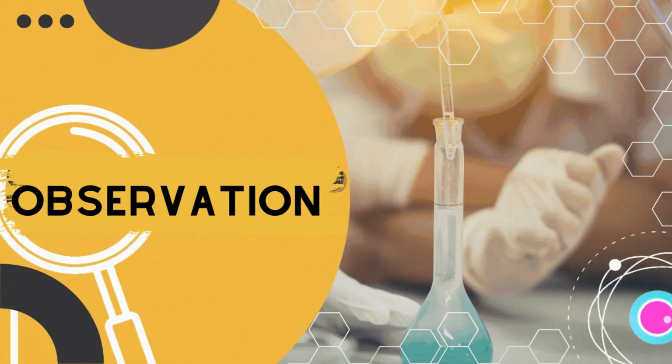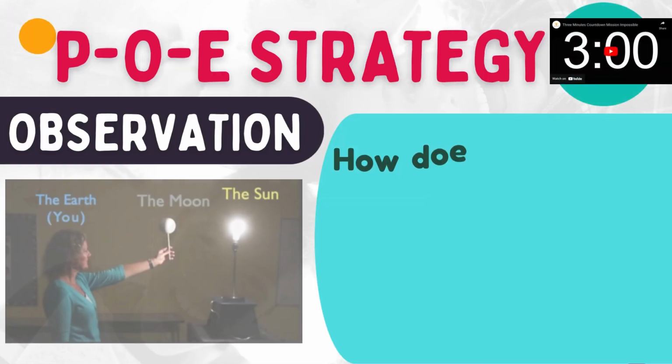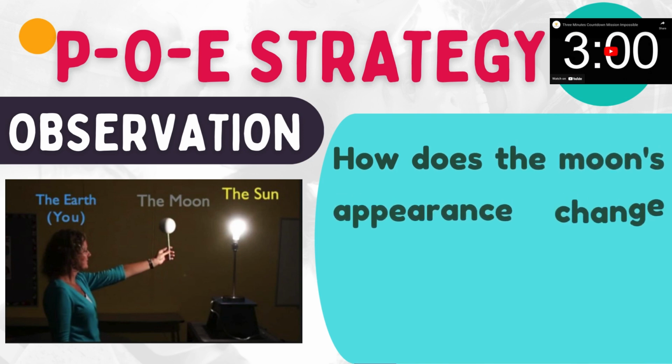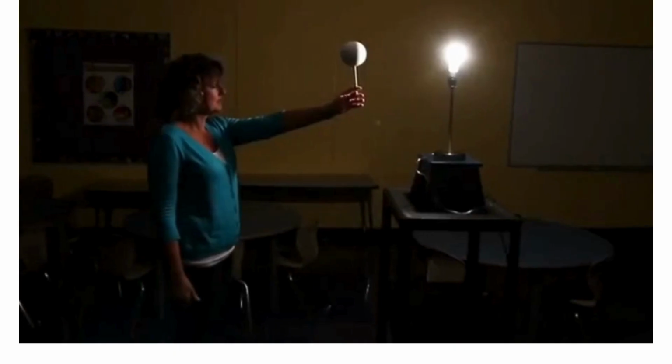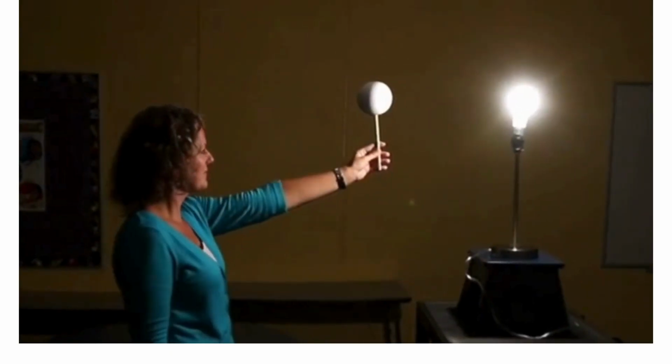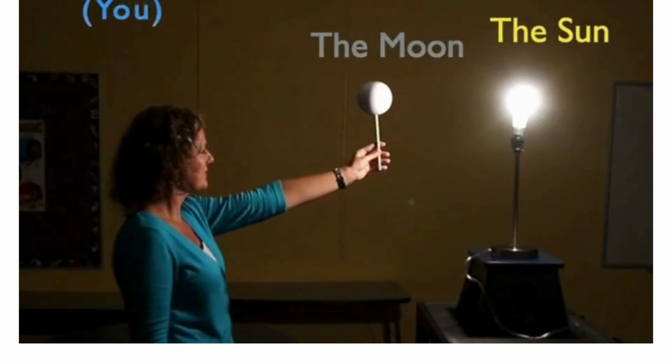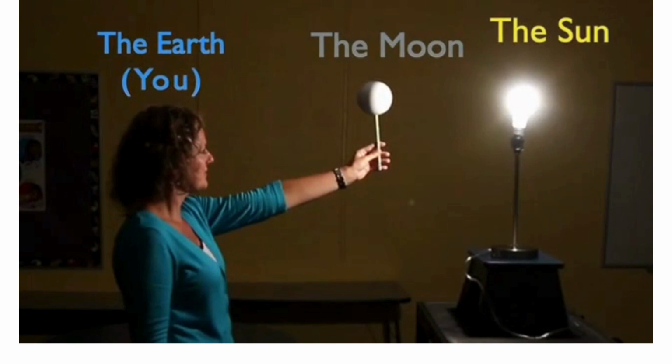Observation. For now, you will need to watch the video. And if you have all the materials needed in this activity, you may try this and observe what will happen. We know that the moon orbits the Earth. So in this model, I'm going to get the moon, the foam ball, to orbit the Earth with my head.